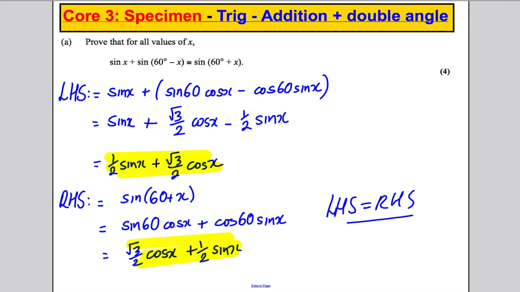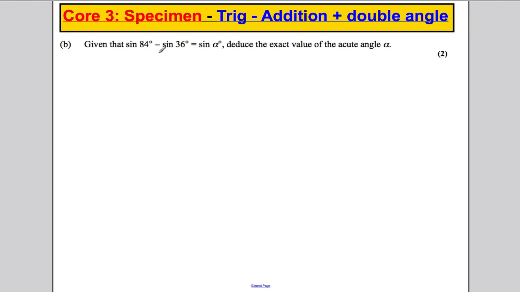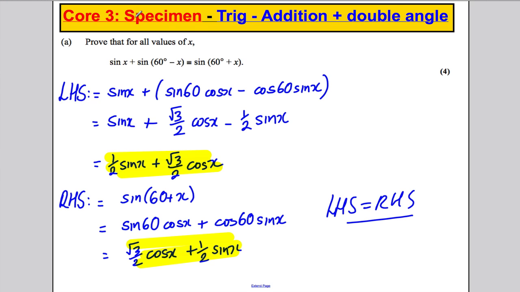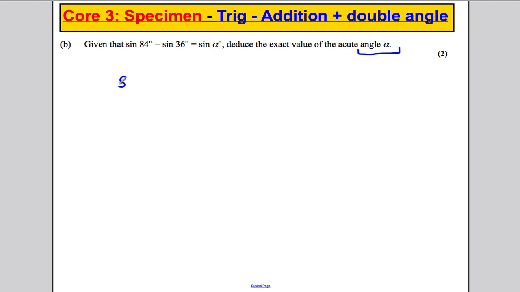Okay, next part. Given that sin 84 subtract sin 36 is sin alpha, deduce the value of the acute angle alpha. Okay, so we can look back at previous parts. Is there anything we can use from the previous parts? In the previous parts we had sin x plus sin of (60 subtract x) equals sin of (60 plus x).